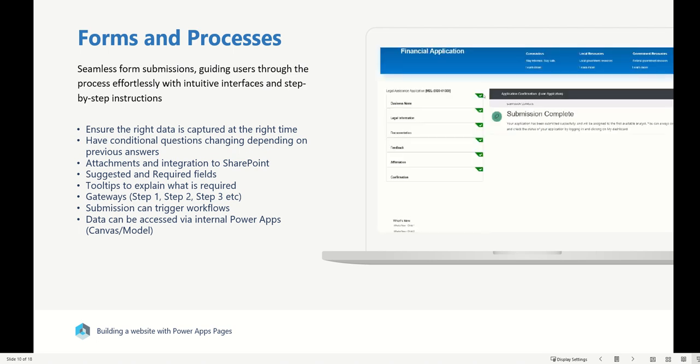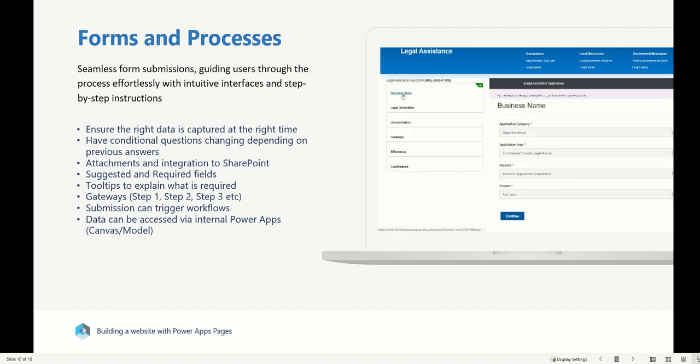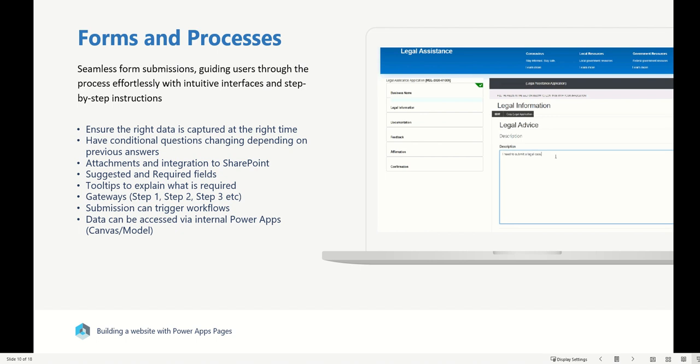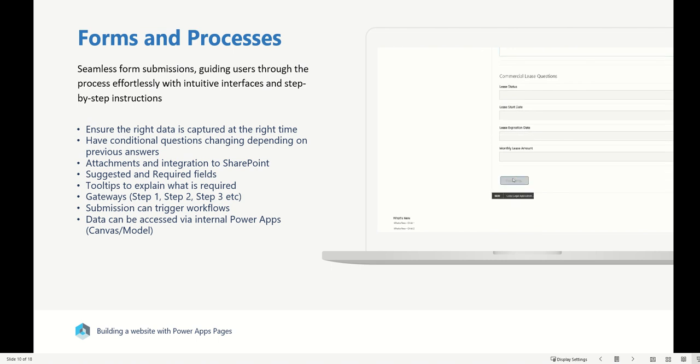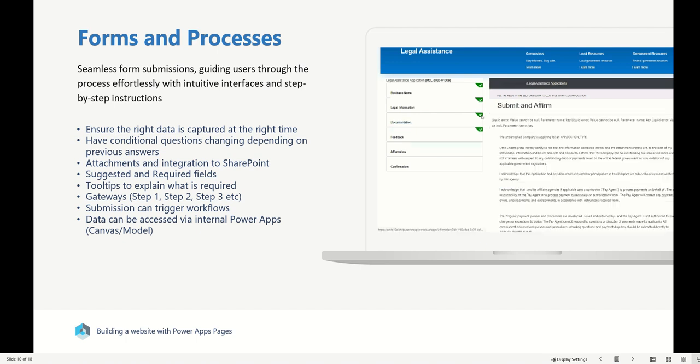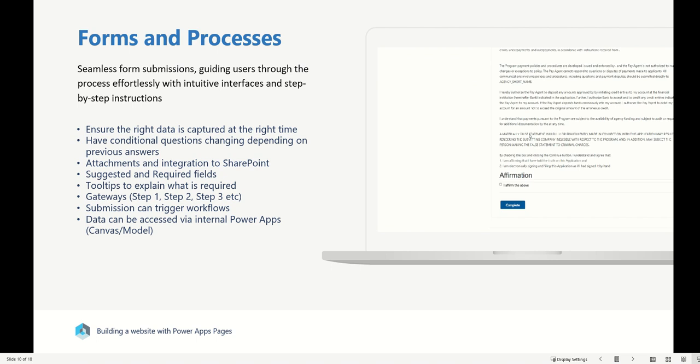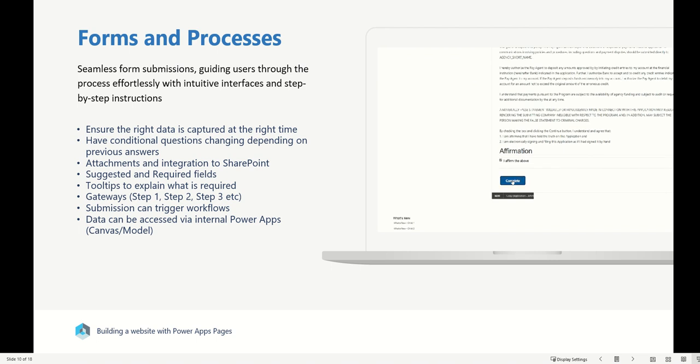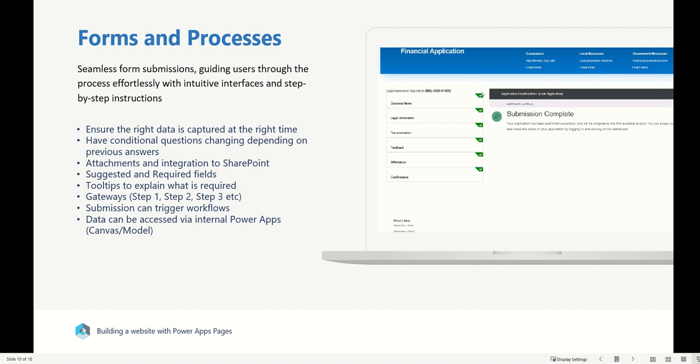We can have attachments. And again, as I was saying before, we can integrate this directly into SharePoint, so you could leverage the storage capacity that you already have in SharePoint to store the documents that you're capturing at this point. We can have suggested fields, so we can say, okay, we want this information from you, or even required fields that you must provide. You can have tooltips to explain. So say, for example, you're asking someone for certain documentation, you'd have a tooltip to explain why you're asking for it or what type of documentation. If you're asking them for authentication or evidence of something, you could give them a tooltip to say exactly what it is that you would accept.